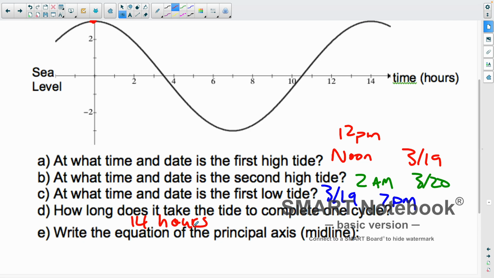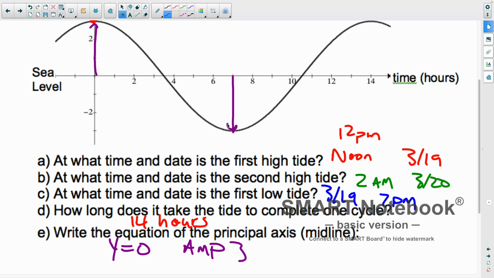Okay. What's the principal axis, or what's the midline here? Y equals 0. Could I pretty easily ask you the amplitude? Amplitude is what? 3. So I could go up 3 and I could go down 3. So it's nice and even right there. My highest point was 3 above. My lowest point was 3 below. All right. Everybody good there?